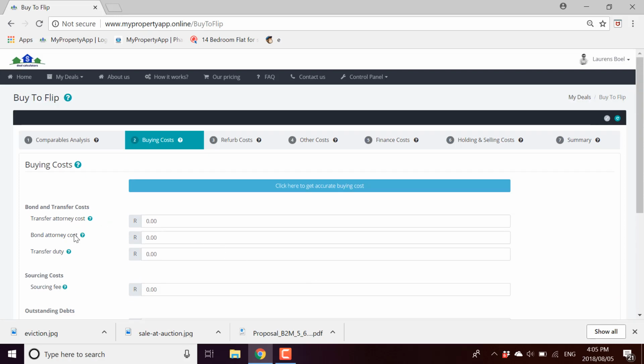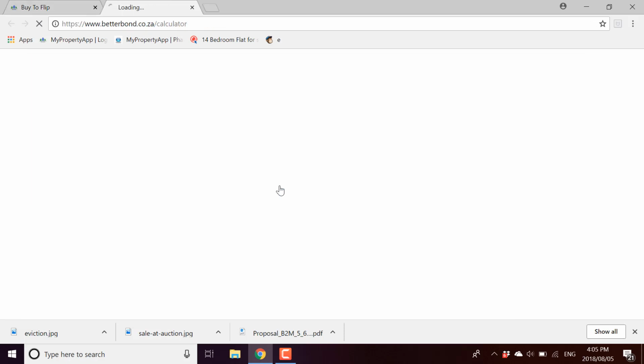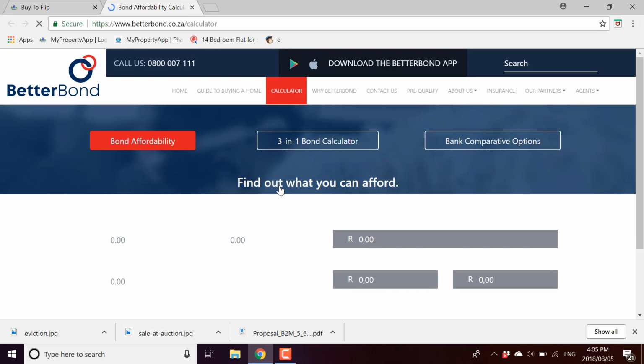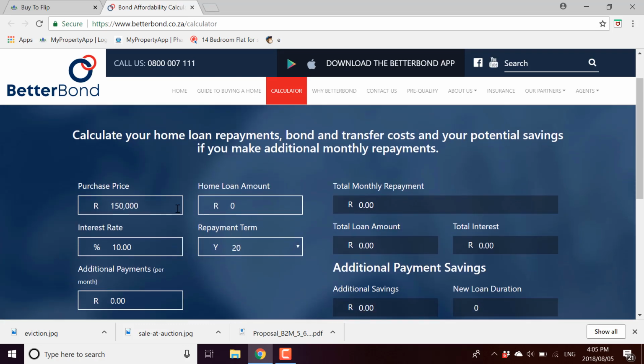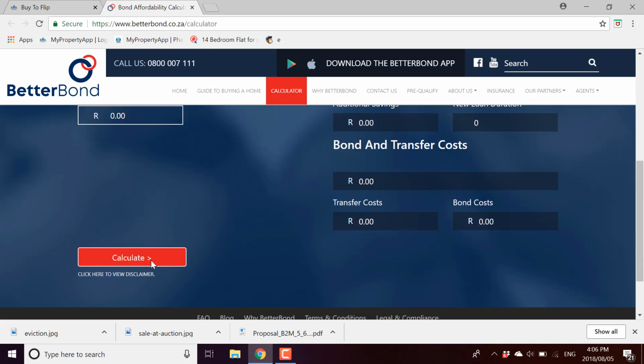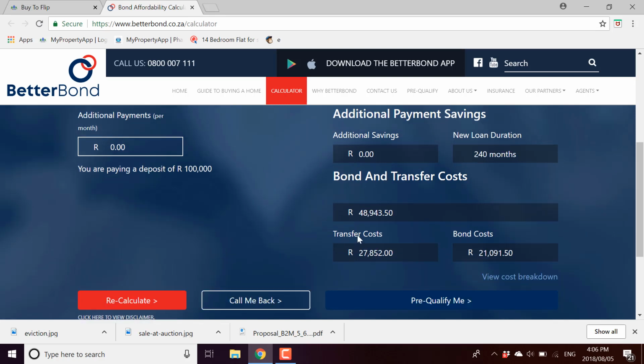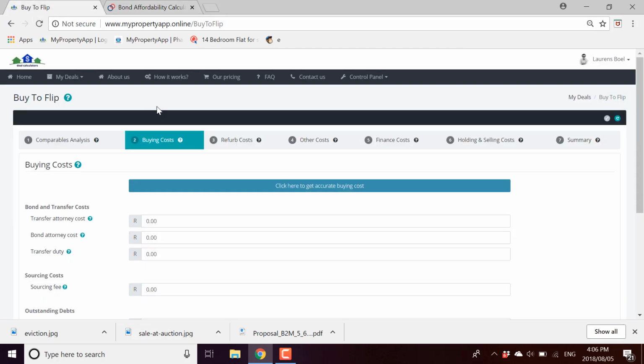Now, your transfer fees, bond attorney fees, and transfer duties, you can click here, which will take you to your BetterBond calculator. So if you quickly open the BetterBond calculator, you go here to 3-in-1 bond calculator. You can put your purchase price here. So let's assume you're going to purchase it at R1,000,000, because obviously we still have to calculate that, and you're going to get a 90% loan to value at that interest rate. Calculate. Here it'll give you what your transfer fees are and your bond fees. Now I like to round them up, so here it'll be 28,000, and the other one was 22,000.